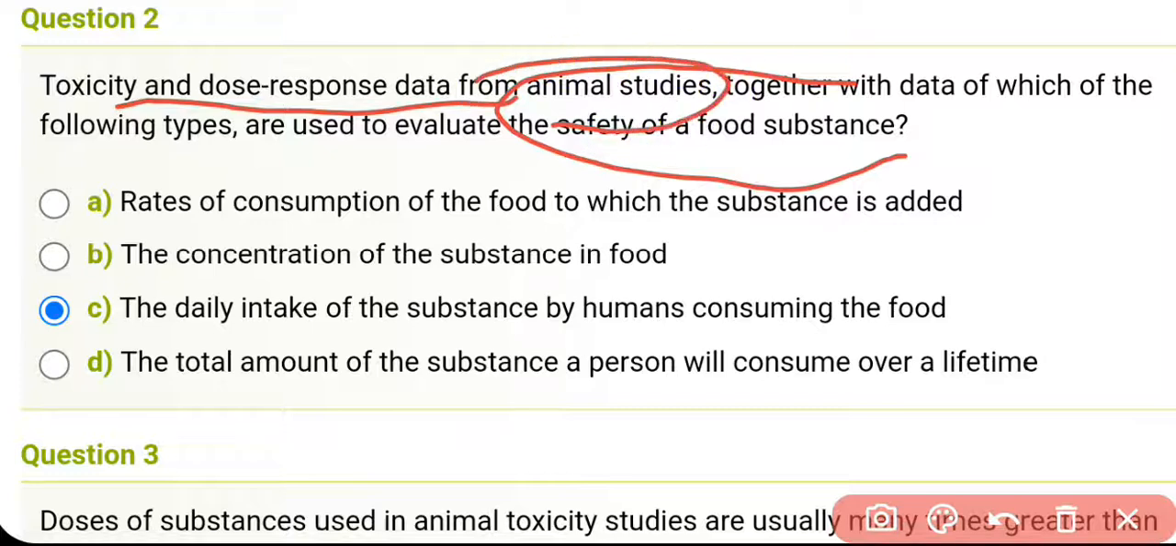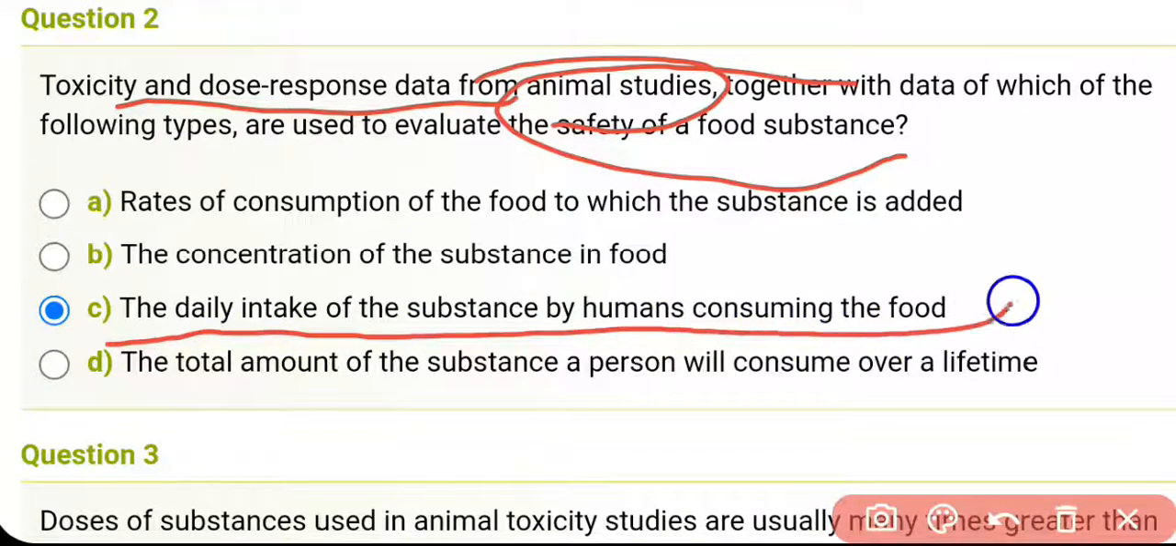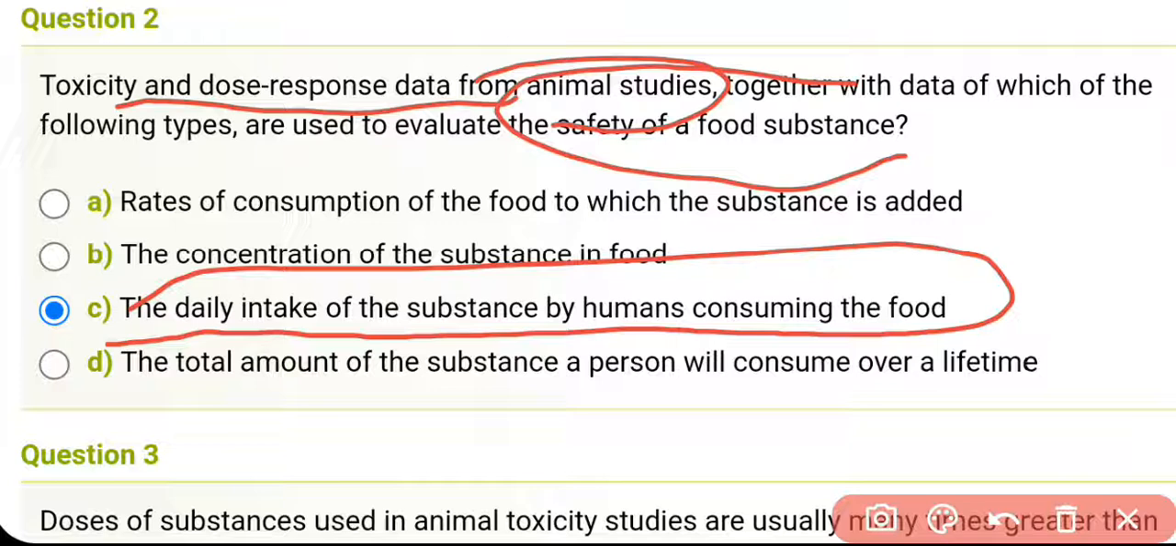This you need compulsorily. You put that substance into animals, and you study what is the impact, what is the effect on those animals. Apart from that, you need another data. What is that? The daily intake of the substance by human consumption through food. So how much quantity of that particular substance is going into humans through food?